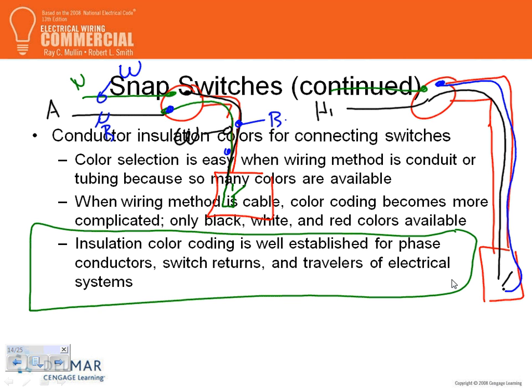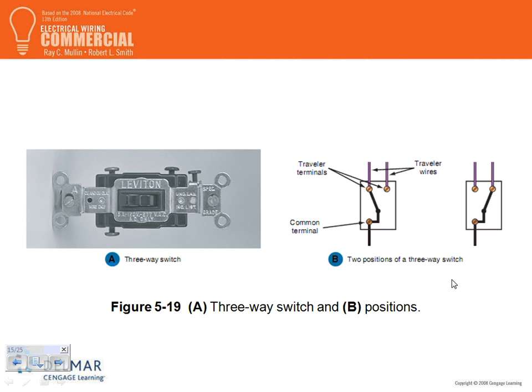So, any questions, guys, about this? Any questions? If you're using conduits, you cannot identify. If you're using conduits, I can pull any color. Yeah. But with MC and AC cable, guys, you can wire a whole lot of buildings with MC and AC cable.